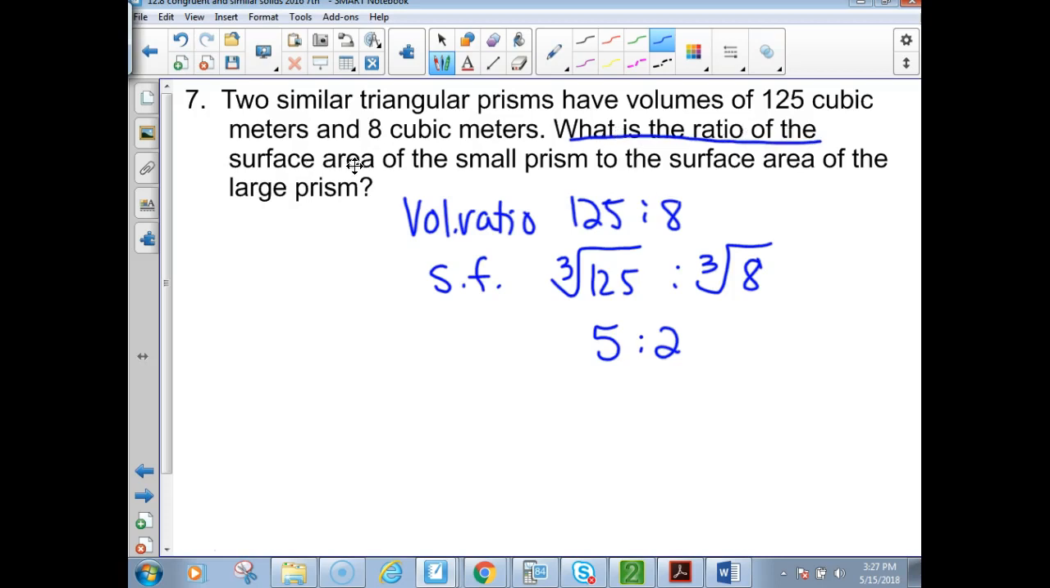What's the ratio of the surface area? What do you got to do to these? That's the scale factor. You got to square them. 5 squared to 2 squared. So we're going to say 25 to 4.